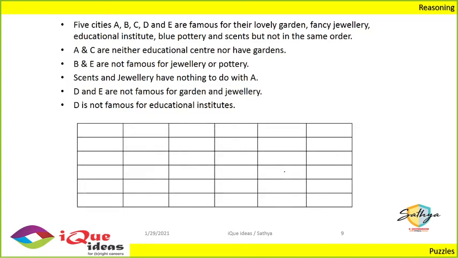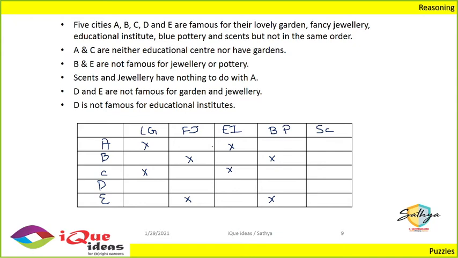So if it is given that there are 5 cities and there are 5 different things, so A, B, C, D, E, 5 different cities, lovely gardens, fancy jewelry, educational institutions, blue pottery, and scents. That's it. You don't have to write the entire thing. Now, let's start filling in the tables. A and C are neither educational centers nor do they have gardens. B and E are not famous for jewelry or pottery.